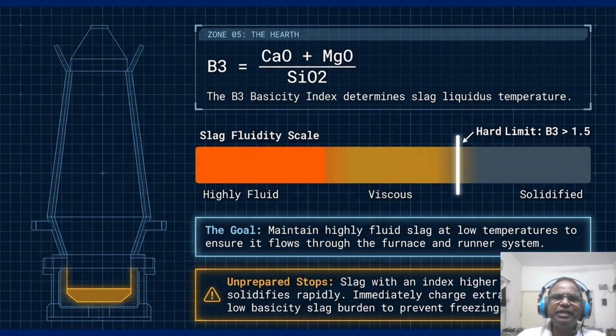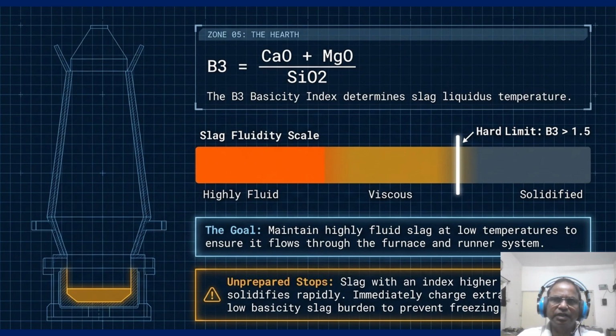Now, maintaining a B3 basicity below 1.5 is a hard limit to prevent freezing. So finally we reach the hearth. Here we manage the B3 basicity index, which is the ratio of lime and magnesia to silica. This index is critical because it determines the temperature at which our slag turns to liquid. Our goal is to keep the slag highly fluid even at the lower temperature, so it flows easily through the furnace and the runners. We have a hard limit we must memorize.